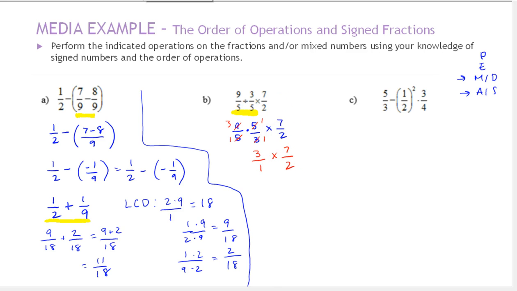Now we can perform the next operation. Multiply the numerators, 3 times 7. Multiply the denominators, 1 times 2. And we have 21/2. Notice this is an improper fraction, but it's completely simplified. 21 and 2 don't have any common factors besides 1. And I'm going to rewrite it as a mixed number. 2 goes into 20 10 times with a remainder of 1, which I put over the divisor.